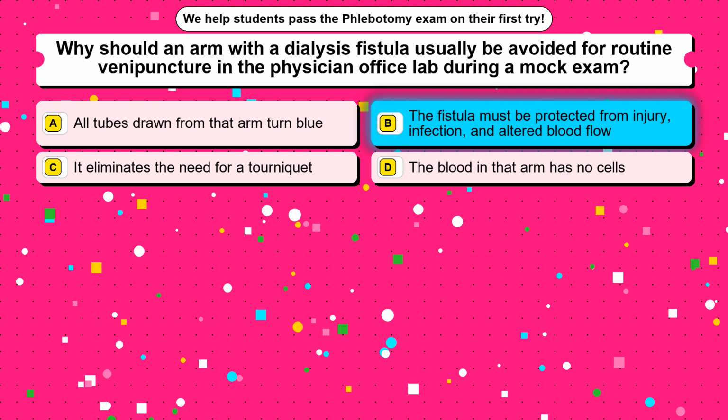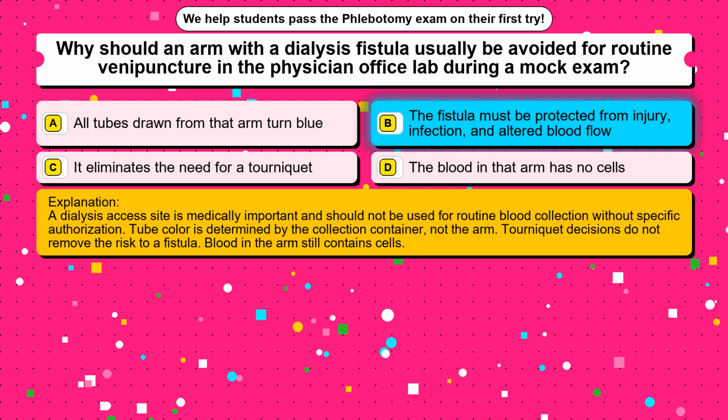The correct answer is option B. The fistula must be protected from injury, infection, and altered blood flow. A dialysis access site is medically important and should not be used for routine blood collection without specific authorization. Tube color is determined by the collection container, not the arm. Tourniquet decisions do not remove the risk to a fistula. Blood in the arm still contains cells.